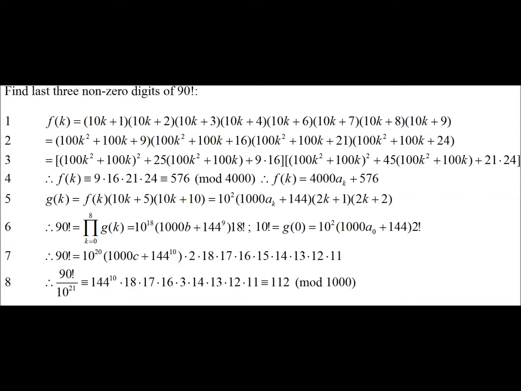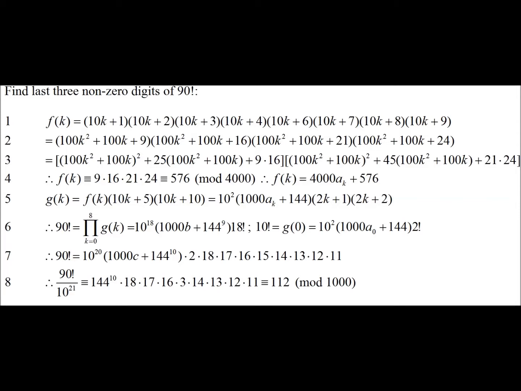Line 2 shows that the product of 10k+1 and 10k+9 is 100k² + 100k + 9. The product of 10k+2 and 10k+8 is 100k² + 100k + 16, and so forth. Line 3 shows the products of the first and last two terms from line 2. Now observe that except the product of 9, 16, 21, and 24, all terms resulting from the expansion of line 3 are multiples of 4,000.